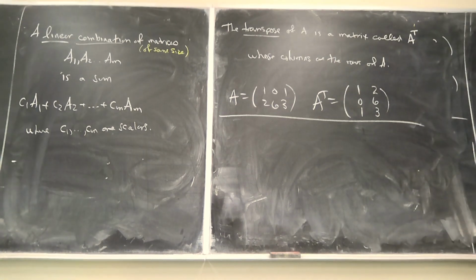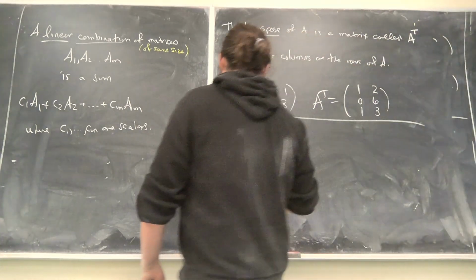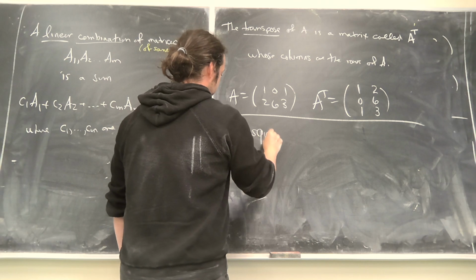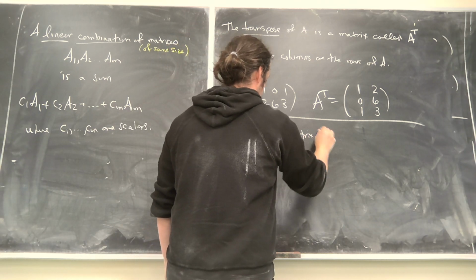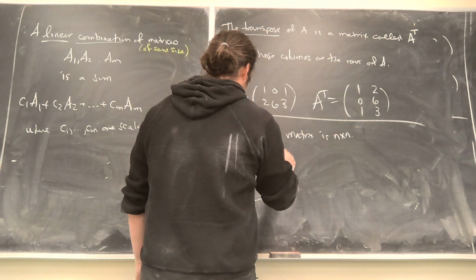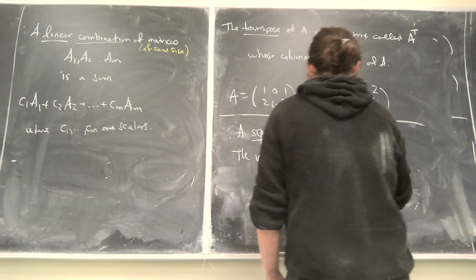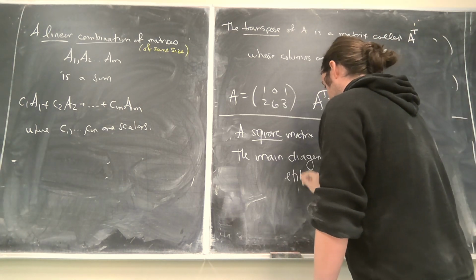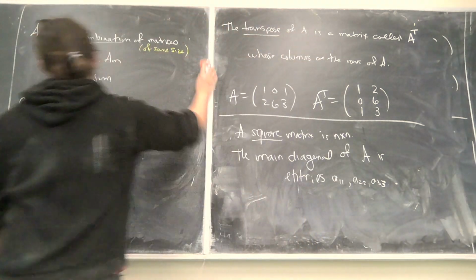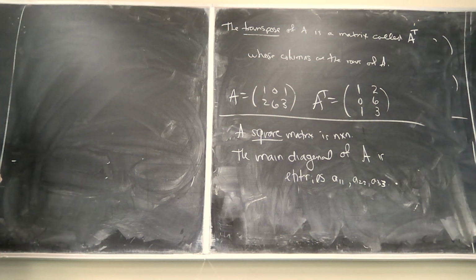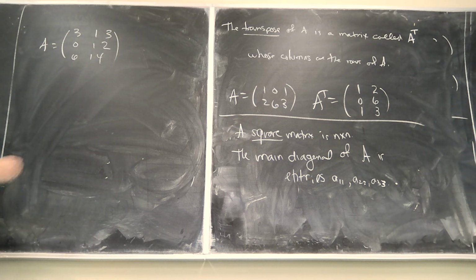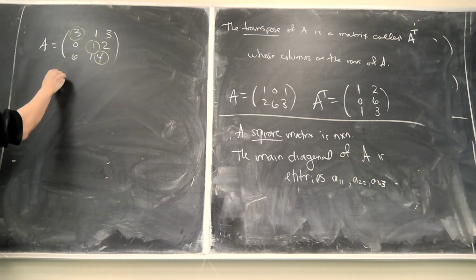All right, two more pieces of vocabulary before we go on to talking about some mathematics. A square matrix is n by n, so same number of rows and columns. The main diagonal of a matrix is the entries A11, A22, A33, and so on. So if I wrote down A is equal to [3, 1, 3; 0, 1, 2; 6, 1, 4], then the main diagonal of A is this.